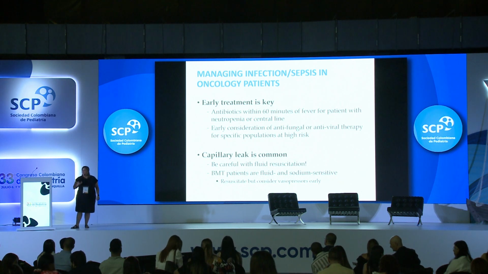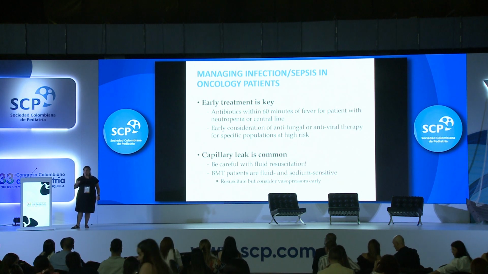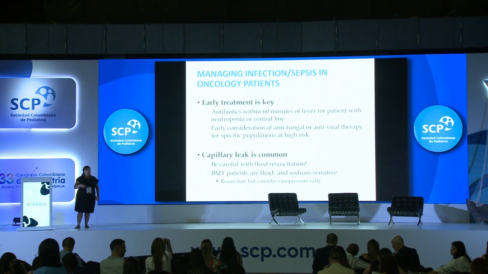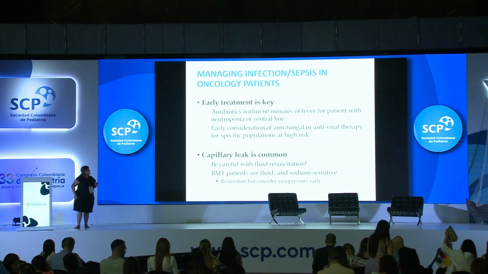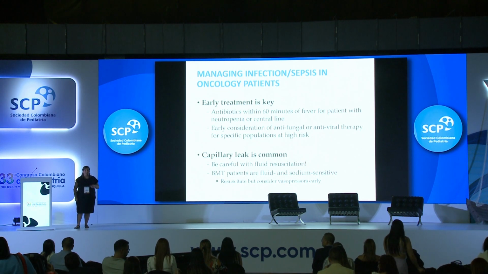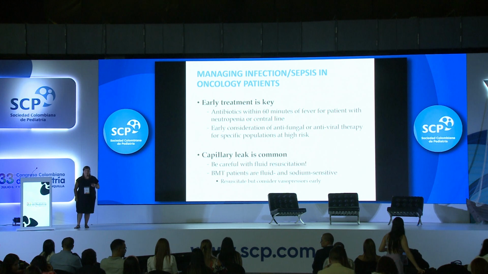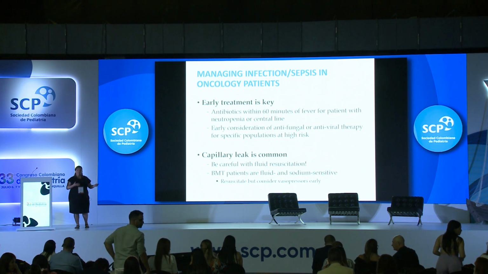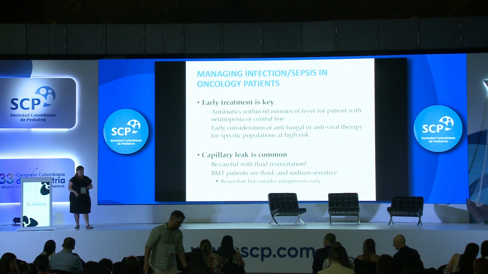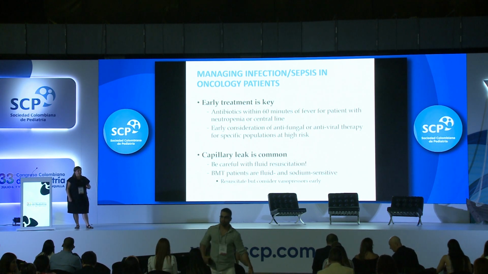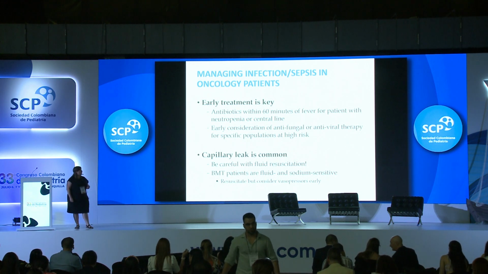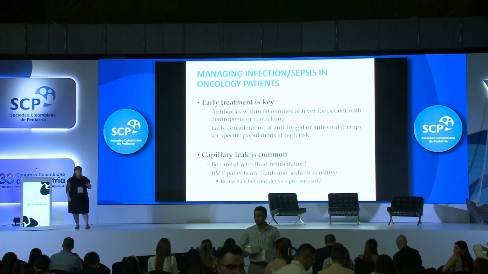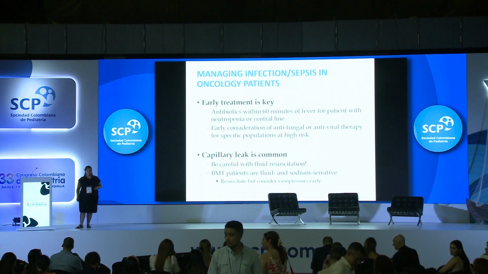So what do we think about when we're managing infections in a patient with either a new diagnosis of cancer or a patient who's been undergoing therapy? We think about early treatment, so antibiotics within the first 60 minutes of fever for a patient with neutropenia or central line. And we hope that these antibiotics are very broad, so antibiotics that cover both gram-positive and gram-negative bacteria. And then in certain populations, we also consider antifungal or antiviral therapy. That is true especially for patients at high risk of infection due to their profound immunocompromised status.